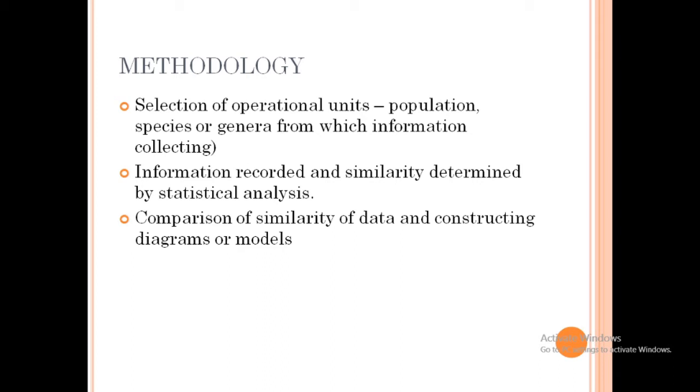So selection of, there are some scientific terms for this. First I told selection of individuals. Here it is known as selection of operational units. Operational unit: population, species or genera, anywhere you are collecting information. Then this information is recorded and similarity is determined by statistical analysis. Then compare the similarity of data and construct a diagram and models. These are the three basic steps in numerical taxonomy.